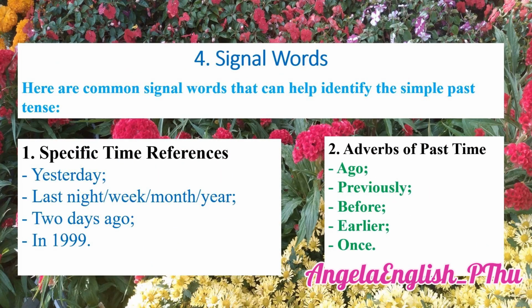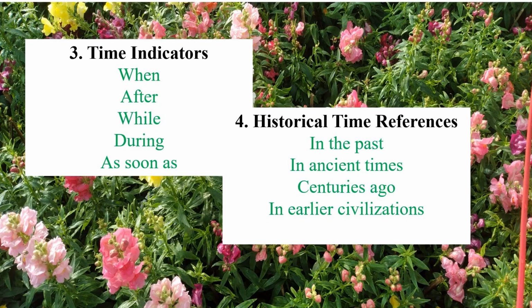Signal words. Here are common signal words that can help identify the simple past tense. 1. Specific time references such as yesterday, last night, last week, last month, last year, 2 days ago, in 1999. 2. Adverbs of past time such as ago, previously, before, earlier, once. 3. Time indicators such as when, after, while, during, as soon as.